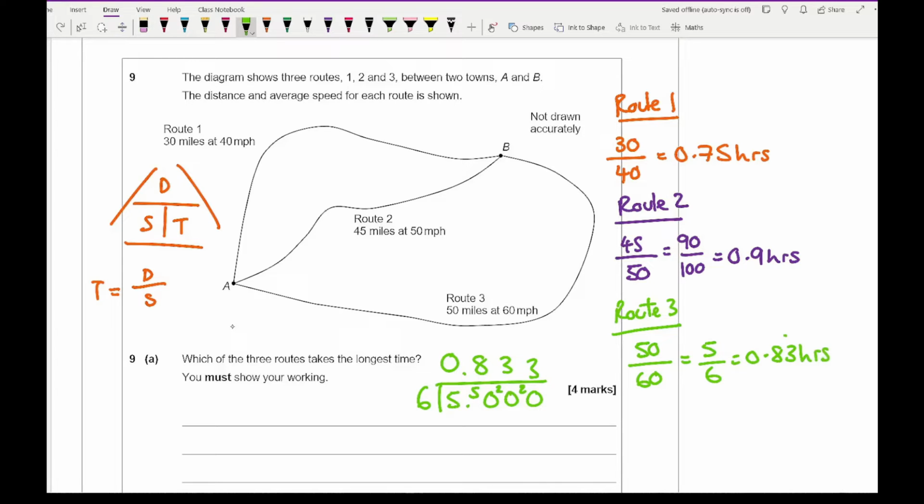So which of these routes takes the longest time? Well, it's going to be route 2. So the answer then is route 2.